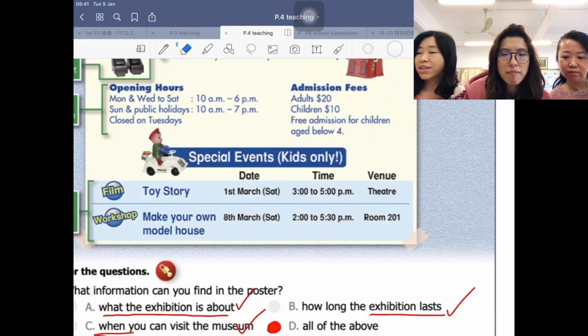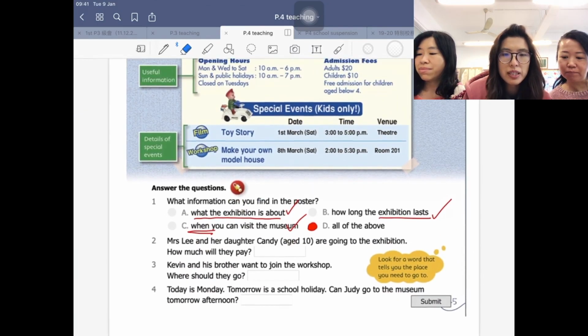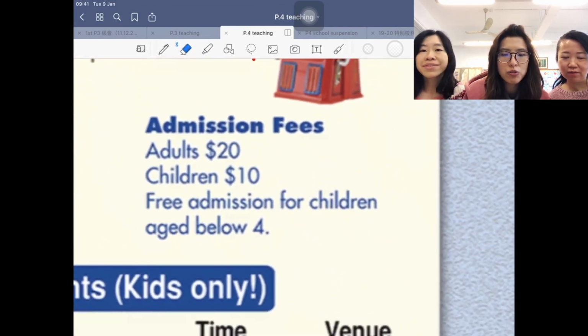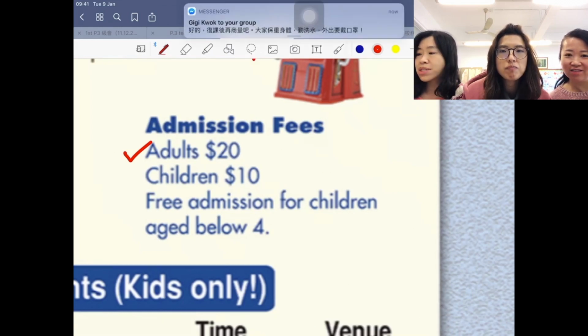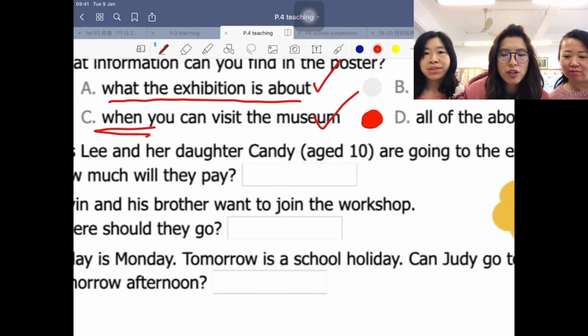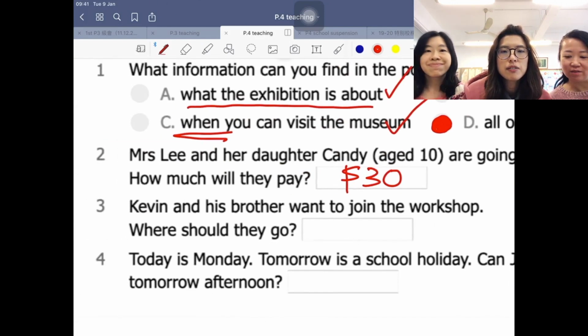Okay, let's look at the admission fees. So Mrs. Lee and her daughter. Mrs. Lee is an adult, right? Yeah. So Mrs. Lee is an adult, $20, right? But how about Candy? Candy is 10 years old. So how much does she have to pay? So it's $10. Right. So altogether, 20 plus 10, the answer would be $30. $30. Excellent.